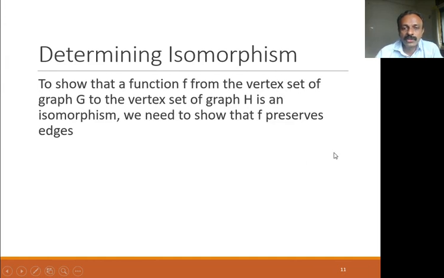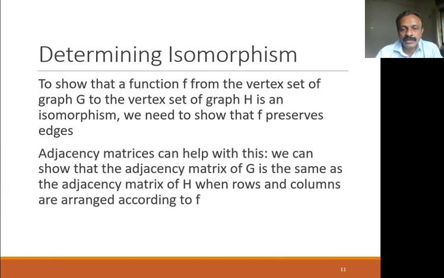To show that a function f from the vertex set of graph Z to the vertex set of graph H is an isomorphism, we need to show that f preserves the edges. The adjacency matrices can help with this problem. We can show that the adjacency matrix of Z is the same as the adjacency matrix of H when rows and columns are arranged according to f.